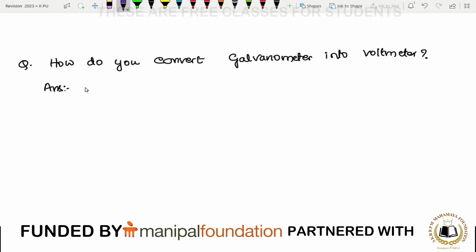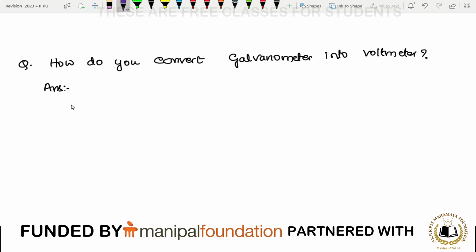First point, how we are going to connect a voltmeter in the circuit. A voltmeter is connected in parallel in the circuit and a voltmeter offers very high resistance. So what about the galvanometer? A galvanometer offers very low resistance in comparison with the voltmeter. So in order to convert a galvanometer to a voltmeter, we should connect some high resistance in series with the galvanometer.